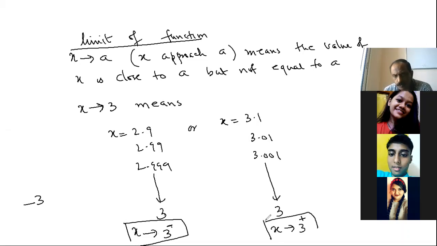At present, I am not going to talk like this. I'm only going to talk like this: x tending to 3. I hope you have written both the notations. Now I'm going to take the next point.